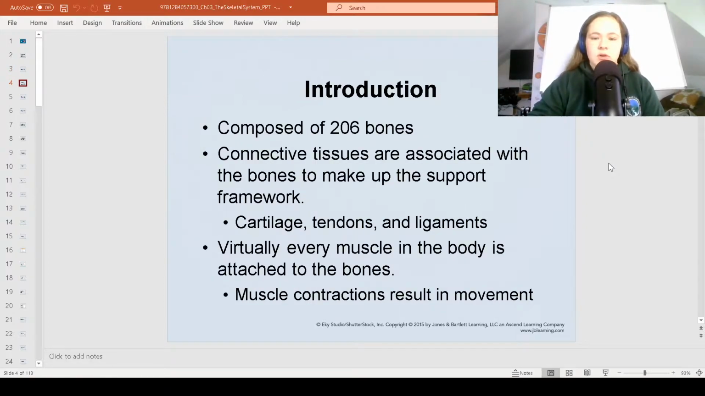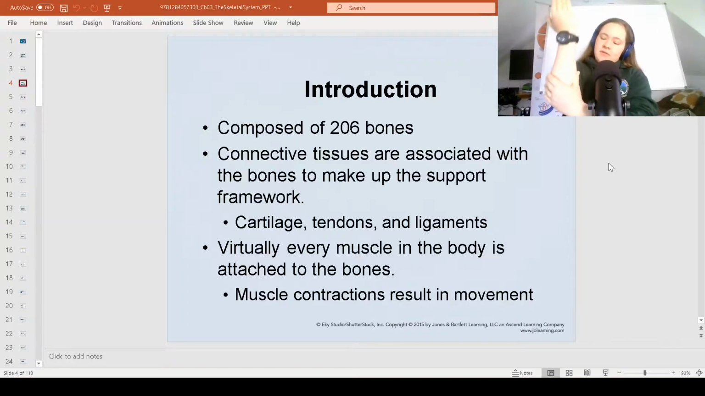Composed of 206 bones, its connective tissues are associated with the bones to make up the support of the framework. This is cartilage, tendons, and ligaments, and virtually every muscle in the body is attached to the bones. You can test it out for yourself. Feel yourself. All of your forearm muscles are connected to each and every bone, your ulna, your radius, especially right here. You can feel it. It's connected.